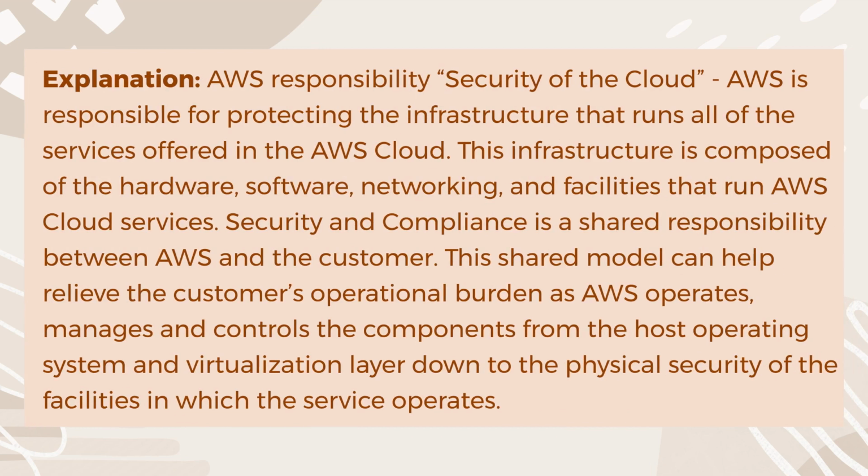Explanation. AWS responsibility, security of the cloud. AWS is responsible for protecting the infrastructure that runs all of the services offered in the AWS cloud. This infrastructure is composed of the hardware, software, networking, and facilities that run AWS cloud services. Security and compliance is a shared responsibility between AWS and the customer. This shared model can help relieve the customer's operational burden as AWS operates, manages and controls the components from the host operating system and virtualization layer down to the physical security of the facilities in which the service operates.